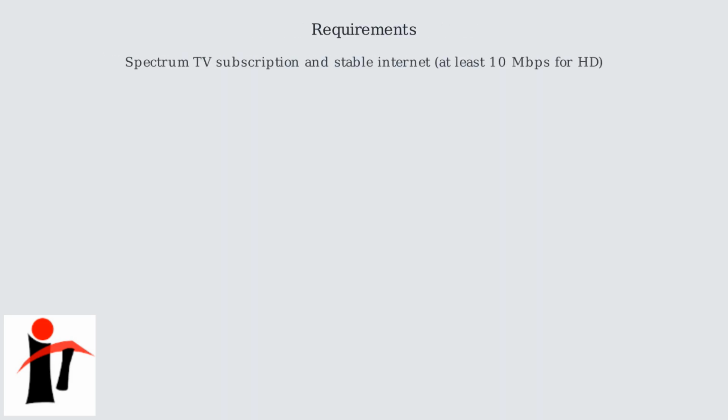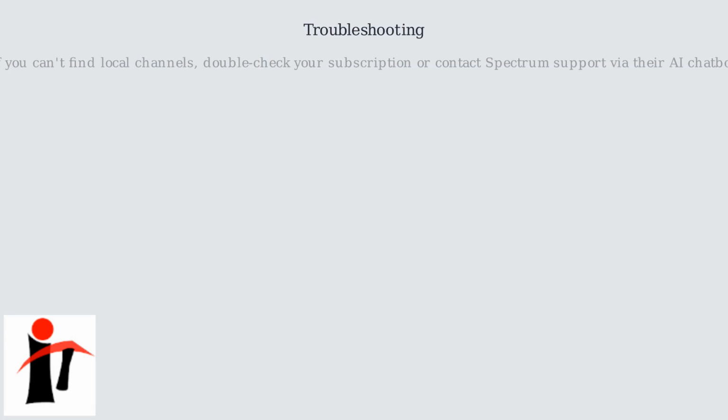Remember, a Spectrum TV subscription and a stable internet connection, at least 10 Mbps for HD, are required. Standalone internet-only plans may require an add-on for local channels, typically around $5 a month. If you can't find local channels, double-check your subscription or contact Spectrum support for assistance via their AI chatbot.